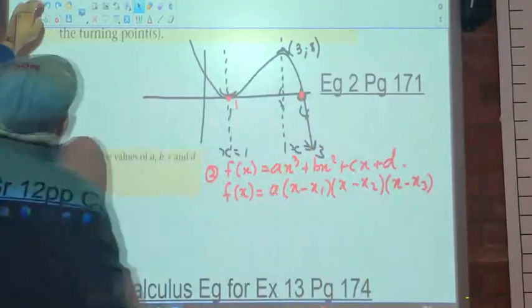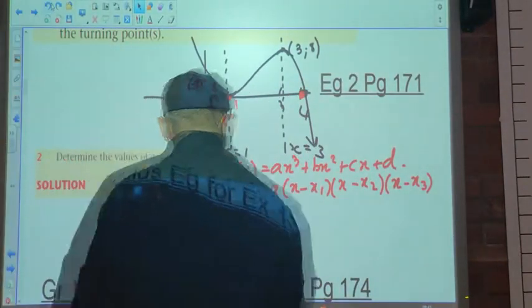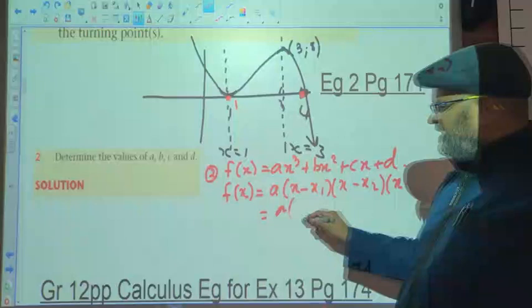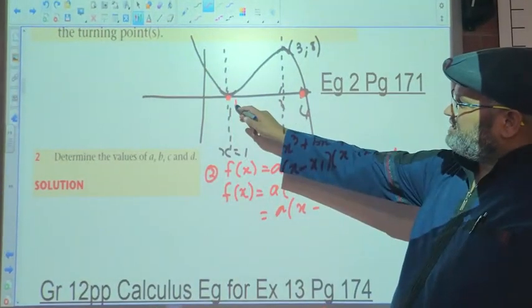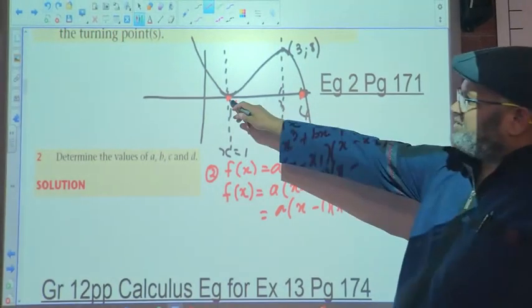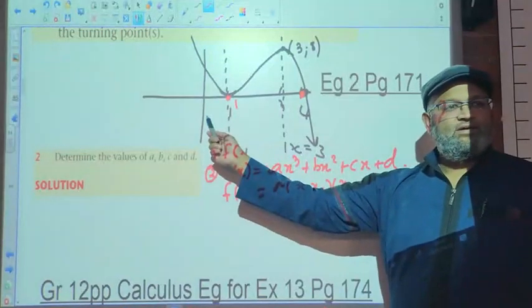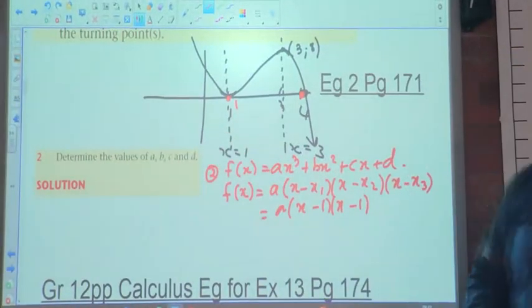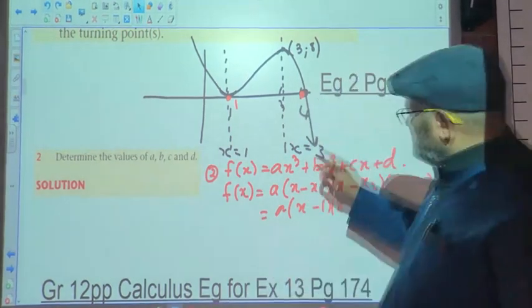Okay? So what we're going to do is, when we write this out, we say it's a into (x minus 1)(x minus 1). As you can see, it's a 2-in-1. Or you could have said (x minus 1) squared. Yes? 2-in-1. Okay, you see here?